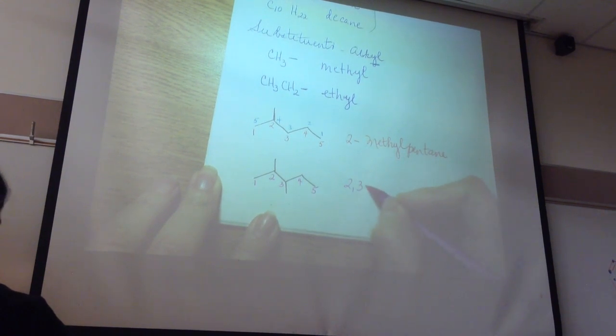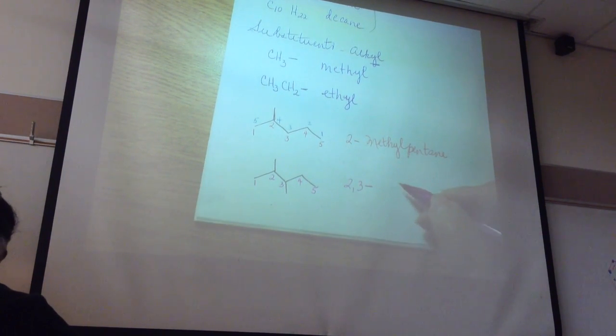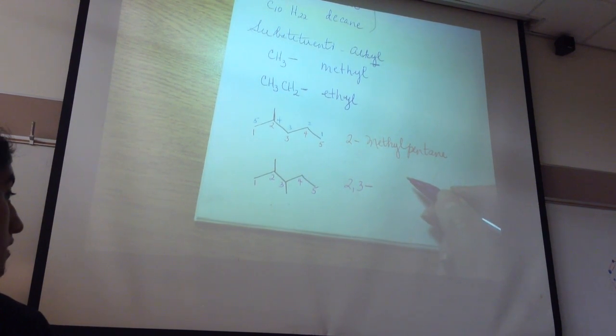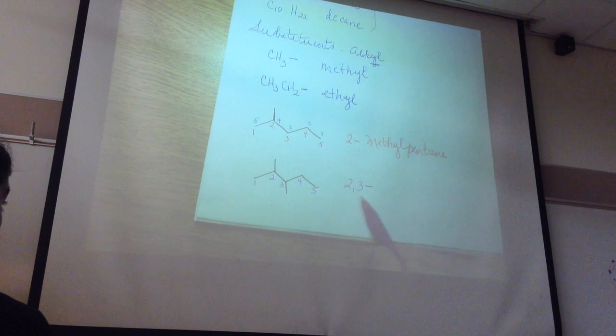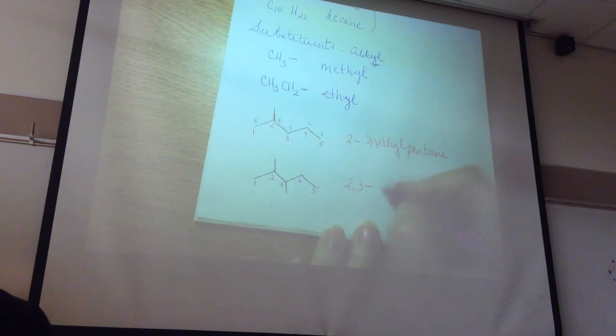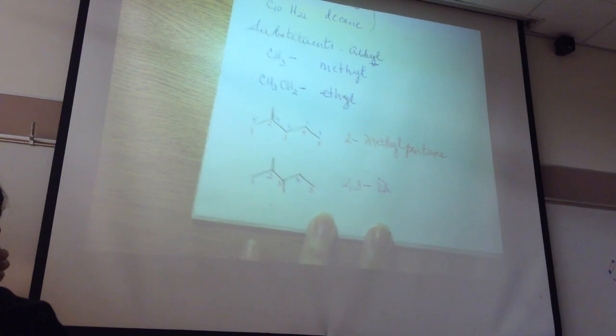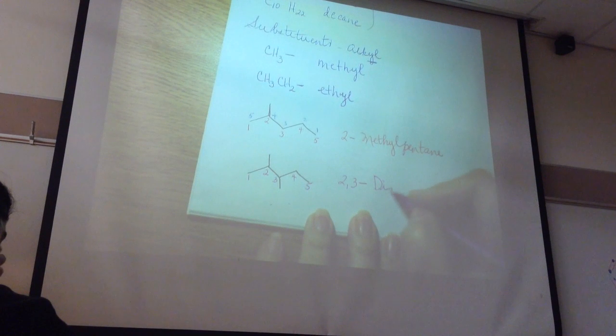Because there are 2, we start using prefixes to represent that there are more than one methyl. So you number to let me know, and you tell me how many you have. If you have 2, we use the prefix di. So this compound will be called 2,3-dimethylpentane.